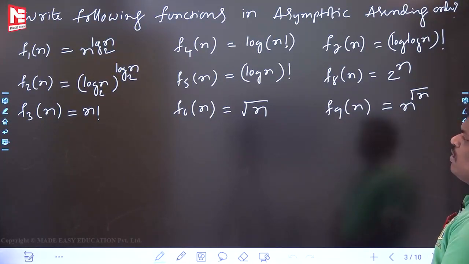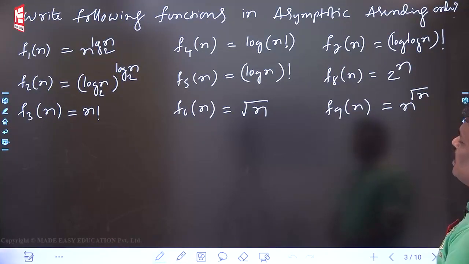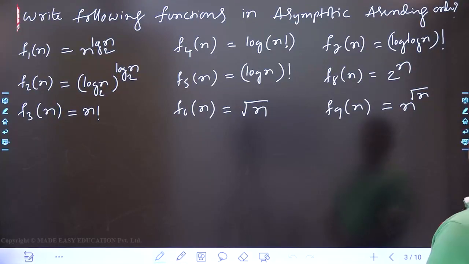F1 of n, n power log n base 2. F2 of n, log n whole power log n. F3 of n, n factorial. F4 of n, log of n factorial. F5 of n, log n whole factorial. F6 of n, root n. F7 of n, log n factorial, F8 of n, 2 power n, F9 of n, n power root n. These are the 9 functions given, right? Asymptotic ascending order you have to write.